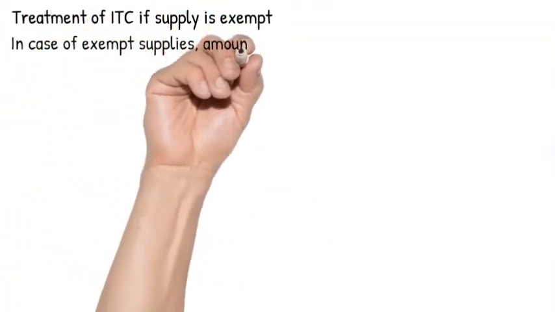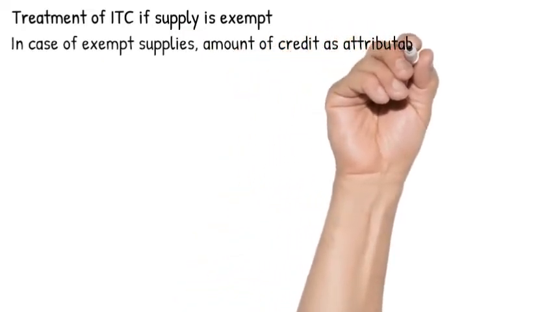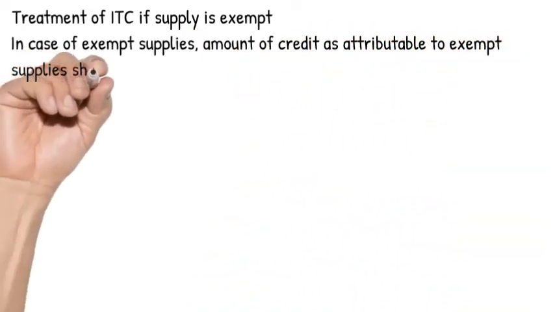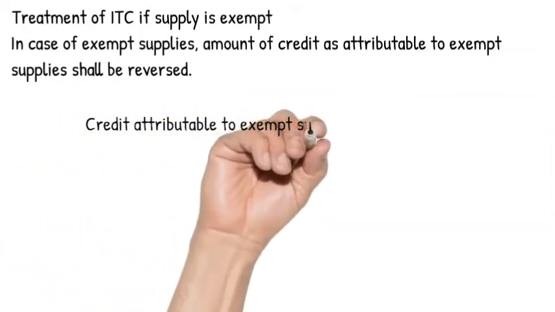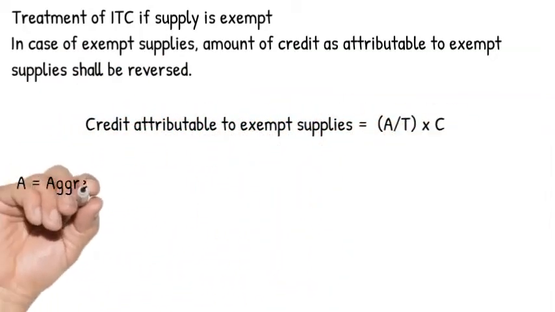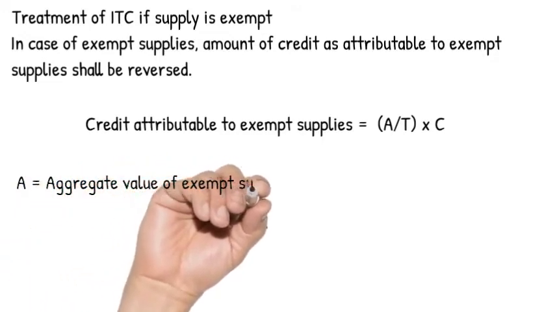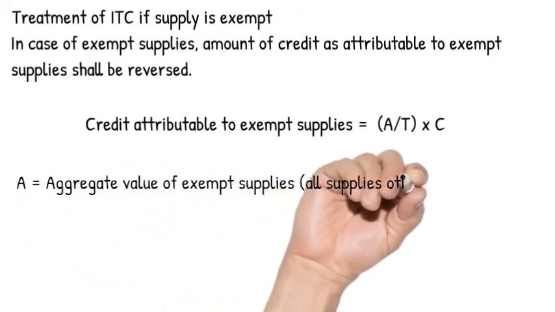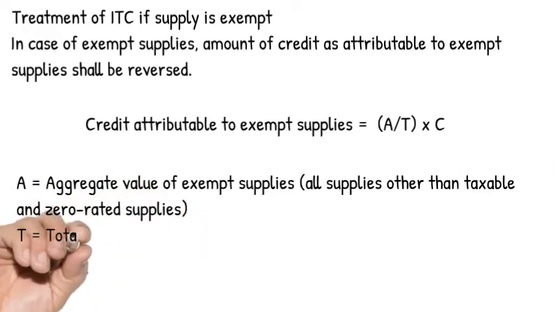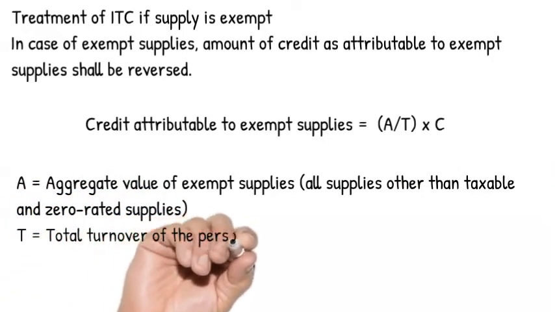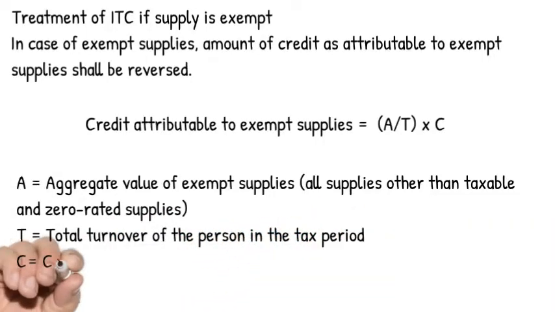Treatment of ITC if supply is exempt. In case of exempt supplies, the amount of credit attributable to exempt supplies shall be reversed. Credit attributable to exempt supply is equal to the aggregate value of exempt supplies, all supplies other than taxable and zero-rated supplies, divided by total turnover of the person in the tax period, multiplied by common credit.